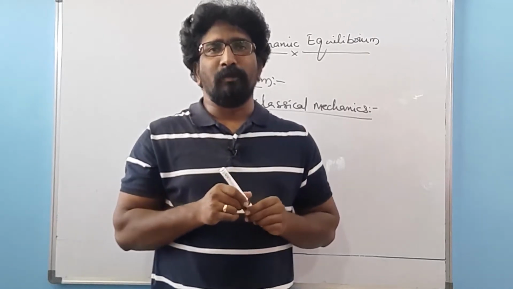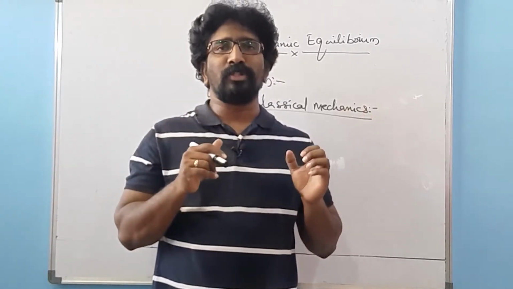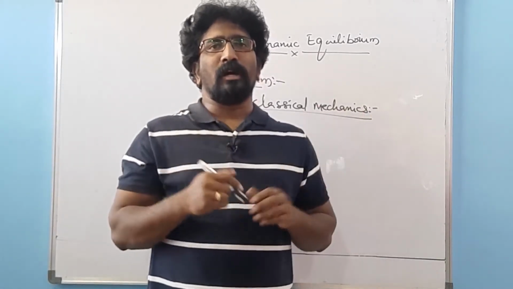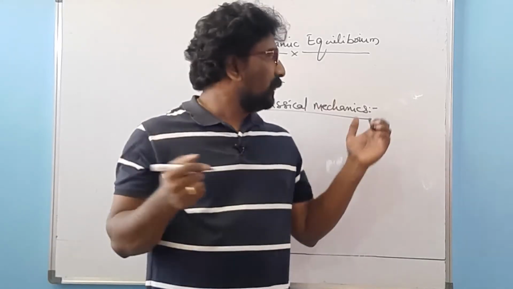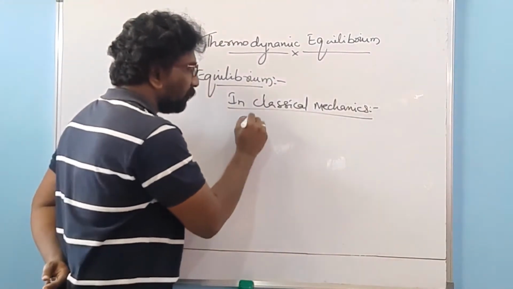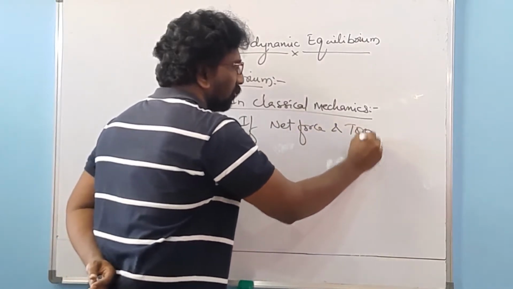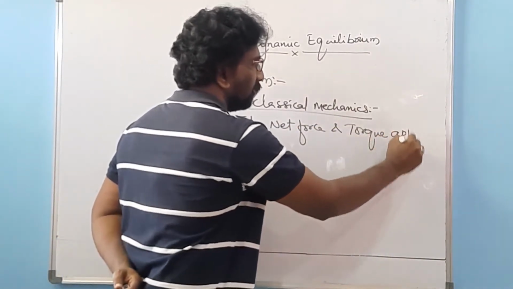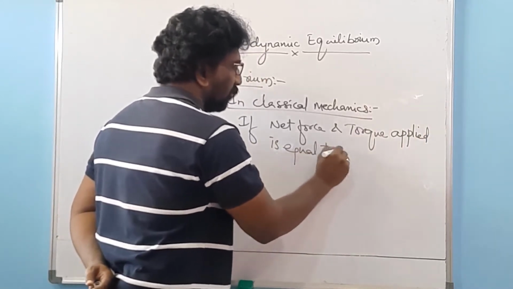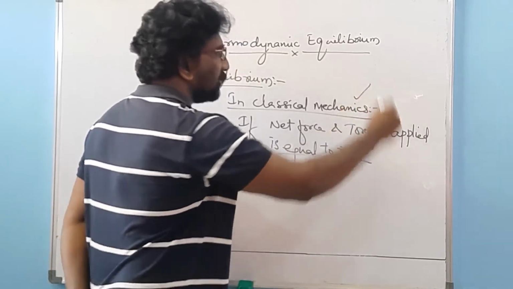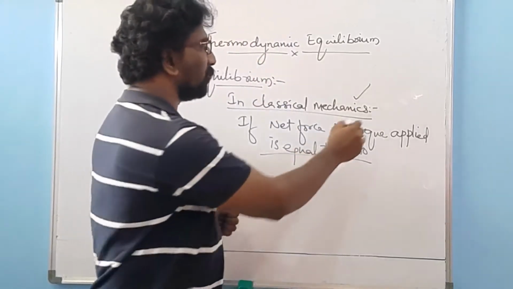So in mechanics, if the externally applied force and the torque are both equal to zero, we say the system is in mechanical equilibrium. If the net force and torque applied are equal to zero, then we call that system in equilibrium. But first, let us understand what is meant by torque.